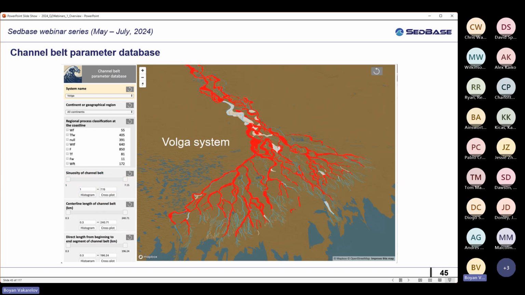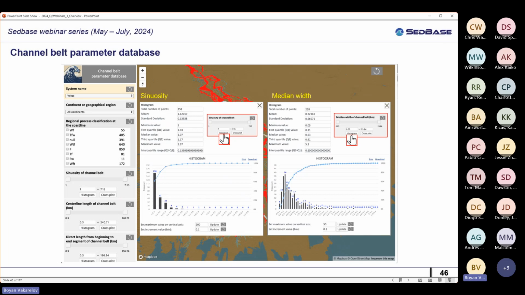Something else which is very powerful is once you have selected an analog or a set of analogs that you're happy with that represent your particular subsurface scenario, you can focus on this, and then you can, for example, get channel belts from a particular system or a set of particular systems that best fit your data. So in this case, we have focused on a single system. This is a fluvial dominated delta, the Volga system in the Caspian Sea. And we can very easily study what the sinuosities of channel belts are in this entire system. How is the median width varying in this entire system?